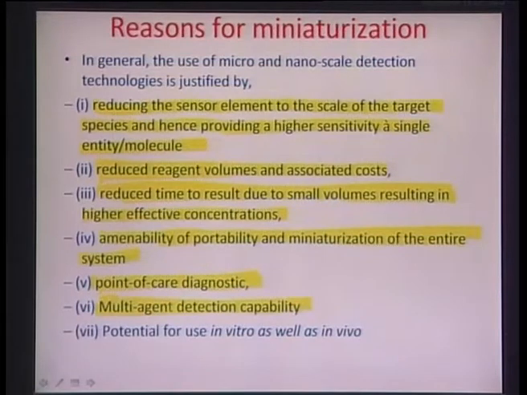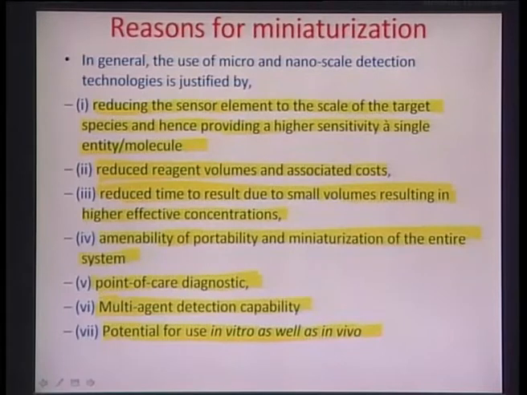And the very important, last but not the least, reason why miniaturization is needed, at least among the most prominent ones, is the potential for use in vitro as well as in vivo. So for those of you who are new in this area, in vitro essentially means outside the human body. Okay, so the sensor can do its job outside the human body. In vivo, on the other hand, is inside the human body. So all these real-time sensors that we have been illustrating from time to time are essentially in vivo sensors.